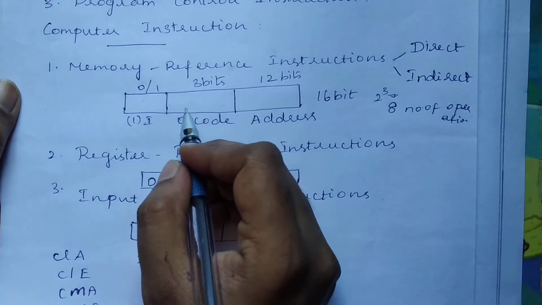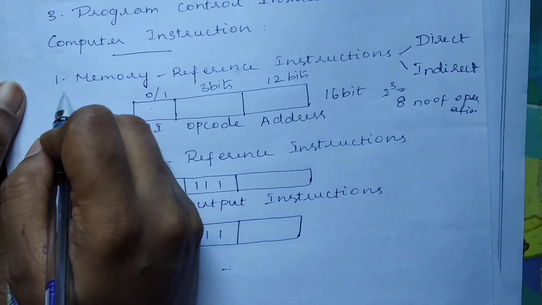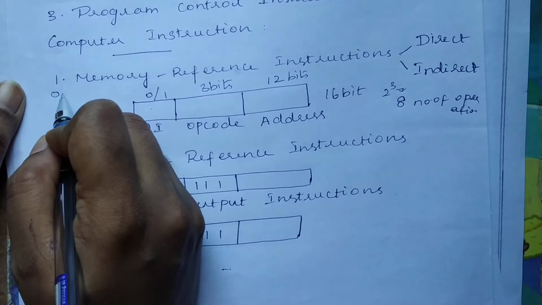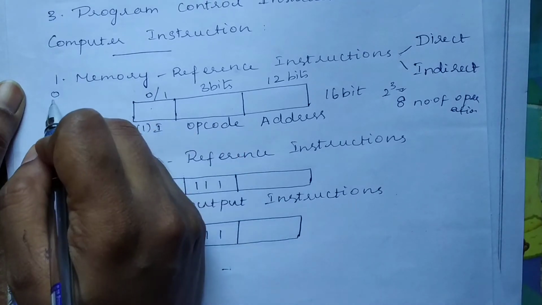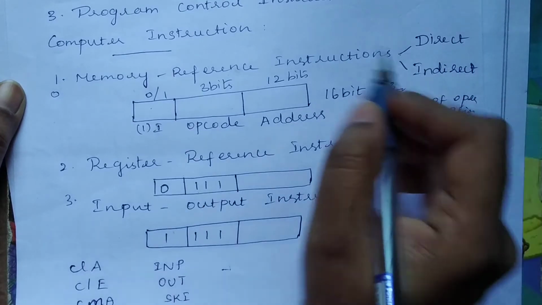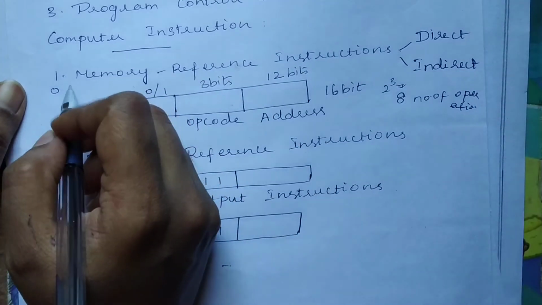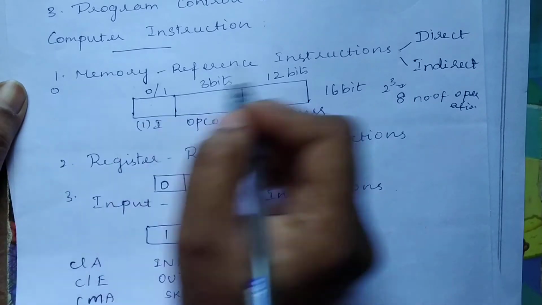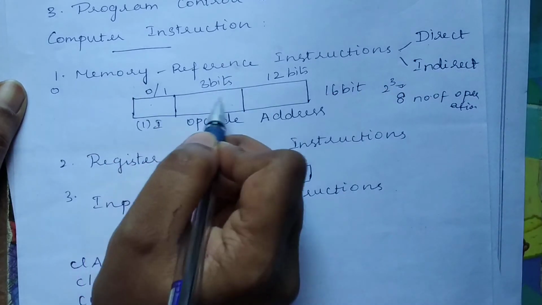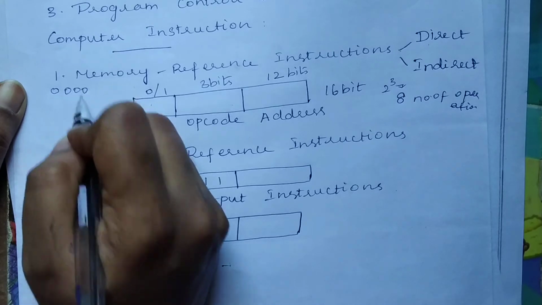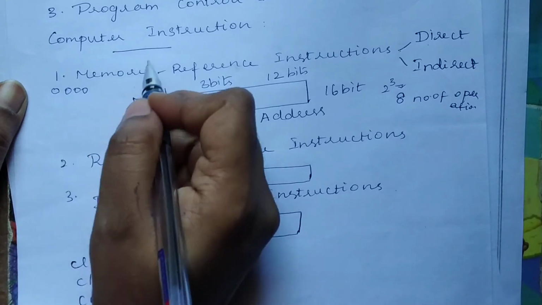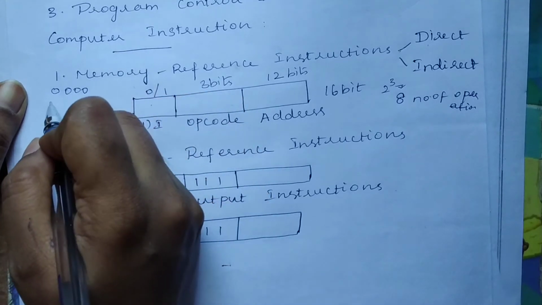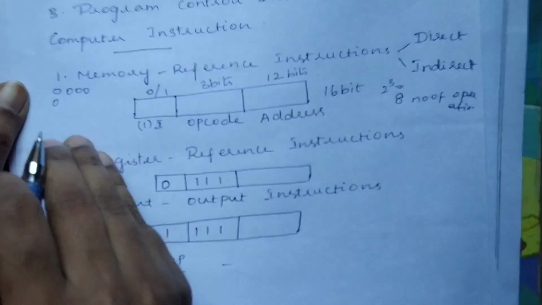So here if you are providing the values for the 3-bit opcode, which is 0. If the I value is 0, it is of type direct, and the remaining opcode value is all 0. I will tell you about direct and indirect after explaining all these computer instruction categories. Then we need to perform the AND operation. And the next one is, so it is already defined.